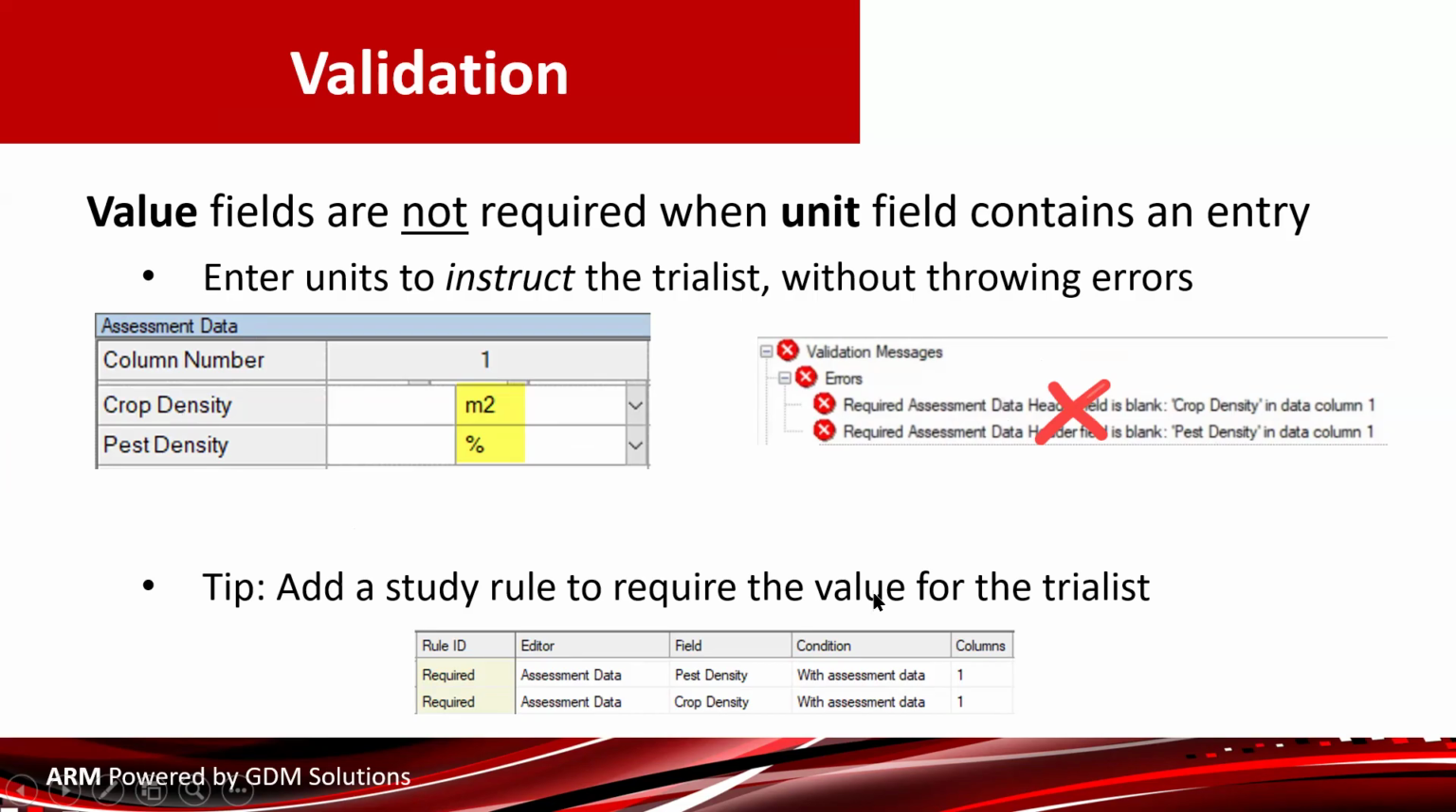If you do still want to make sure that ARM yells at the trialist that you need to fill this in, that's where a study rule would be handy. So in this case, I'll fill in my units, and then I'll add a required study rule to both of those value fields. That gives me control over the condition of when this should get filled in. Do I need to know it when the trial is marked as final? Maybe it should happen right when assessment data is filled in that column. I get to control the timing of when that should get filled.